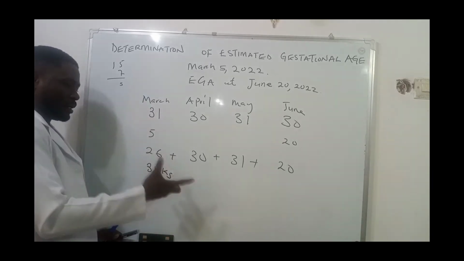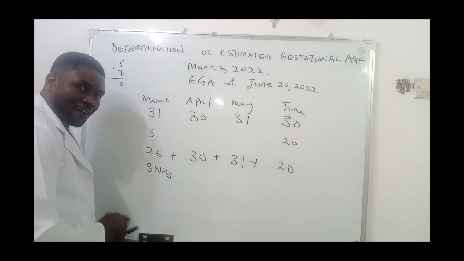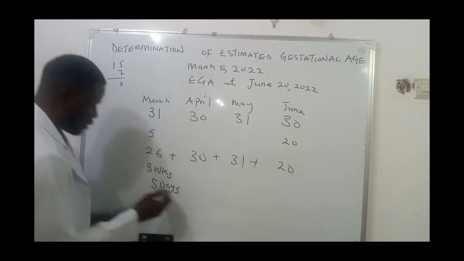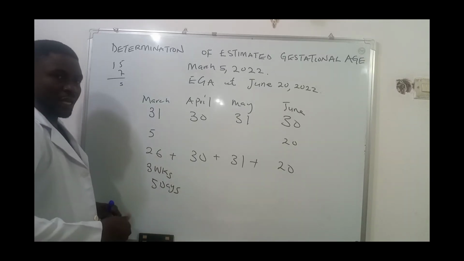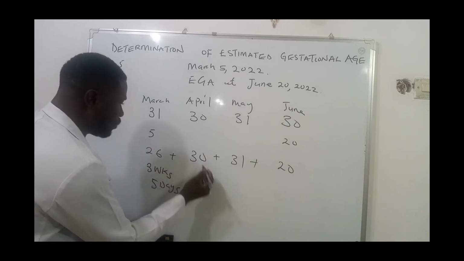So if it is 21 days, what are the days left in 26? That, of course, will be 5 days. So you have 3 weeks, 5 days. Now for 30, how many weeks in 30?